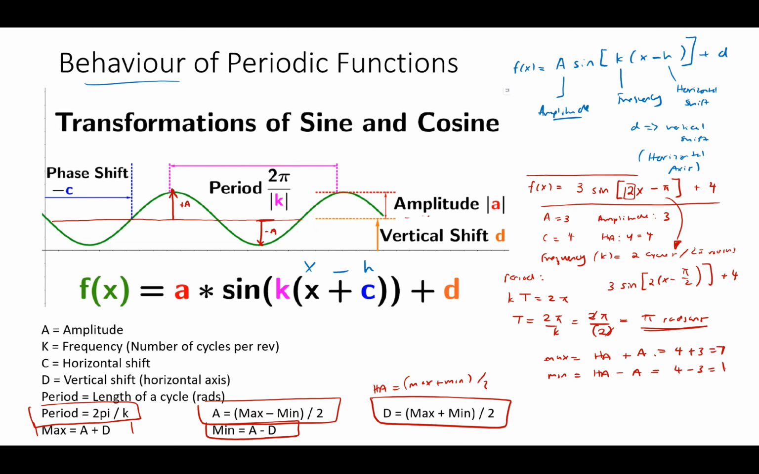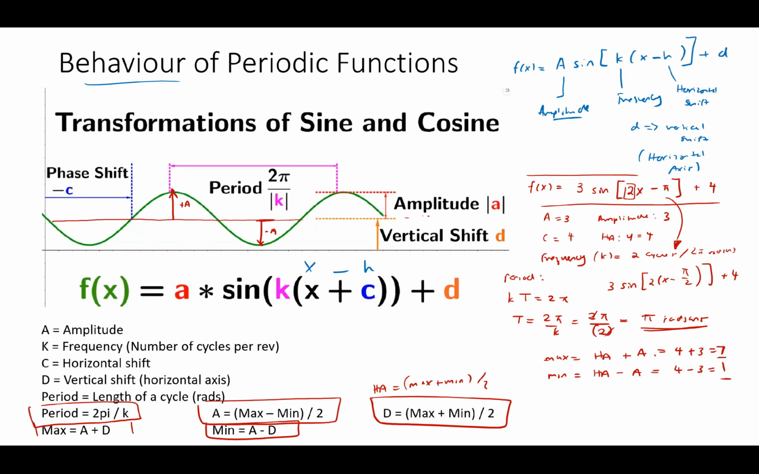So that gives us a bit of information, right? It tells us that our maximum point is y is equal to 7, our minimum point is 1, and specifically our amplitude here is 3 and our horizontal axis is 4, and there's a repeat every pi radians. Okay, so this is something that's really important, guys. Try to understand it. That's just information, but you can use this notion to graph out your graphs.